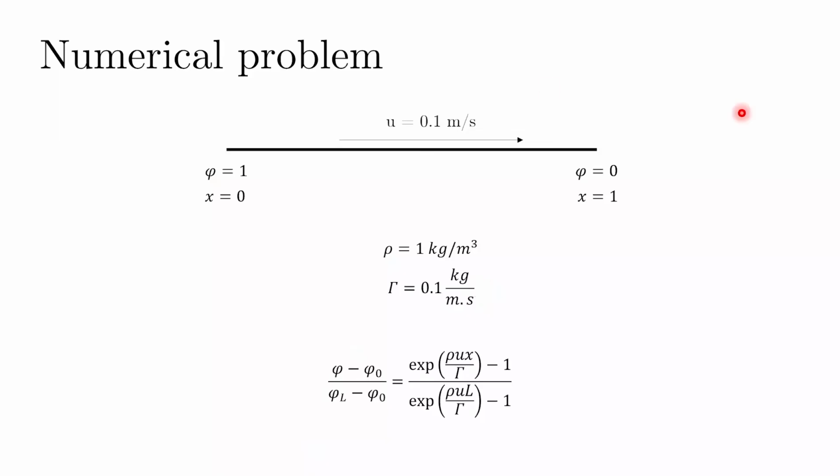We'll take this example of a one-dimensional domain that is 1 unit in length. We have x equals 0 on the left boundary and x equals 1 on the right boundary. The boundary conditions are Dirichlet boundary conditions, where phi is 1 on the left and phi is 0 on the right boundary. We have taken a convection velocity of 0.1 meter per second, and we are also given the fluid properties as 1 kg per meter cube for the density and 0.1 kg per meter second for the diffusivity.